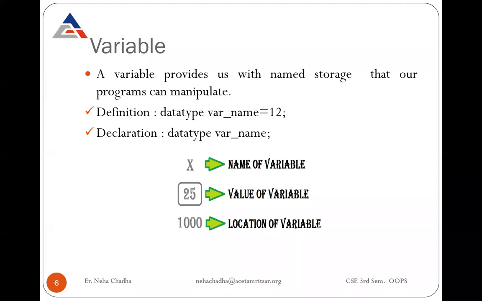We take the location of a variable as we would have some house number. Similarly, a variable has some memory location as a house number, with the value 1000.